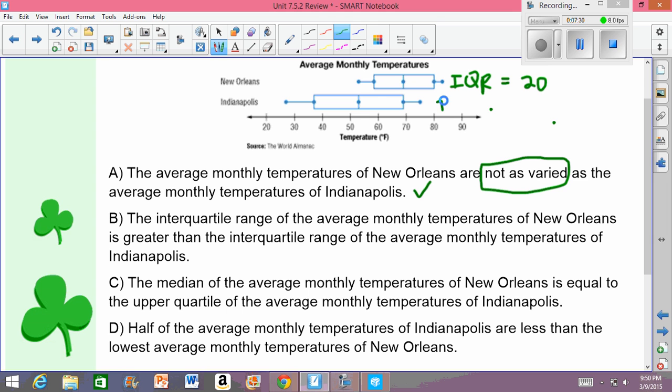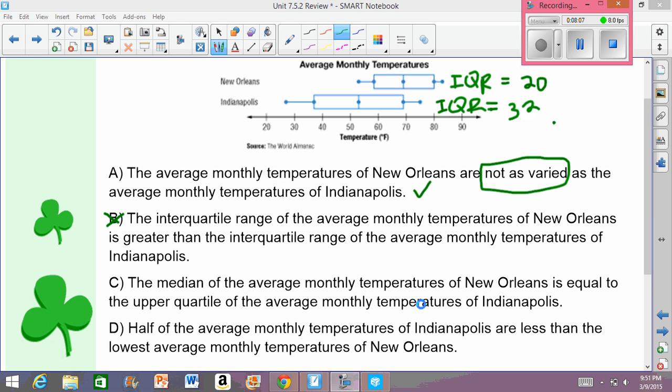If we look at the IQR, the interquartile range for Indianapolis, we're looking at about 69 to about, I don't know, 37. So 37 to 69 is probably about 32. And our statement says the interquartile range of New Orleans is greater than. Well, we can see that Indianapolis is greater. So that makes statement B false.